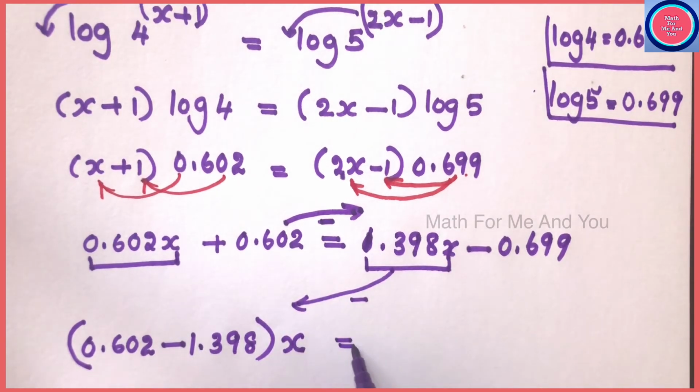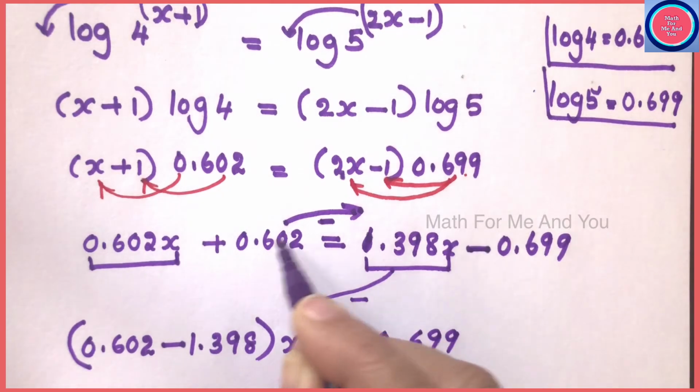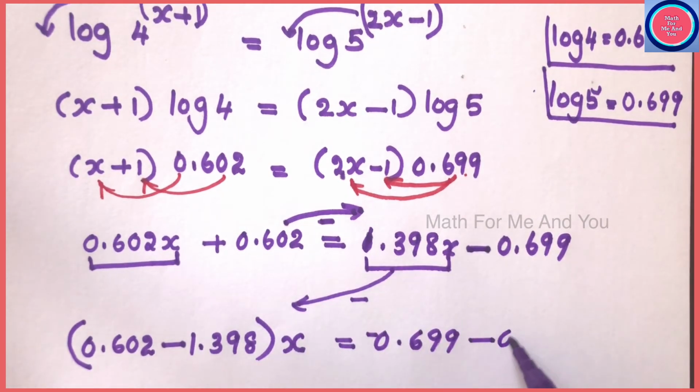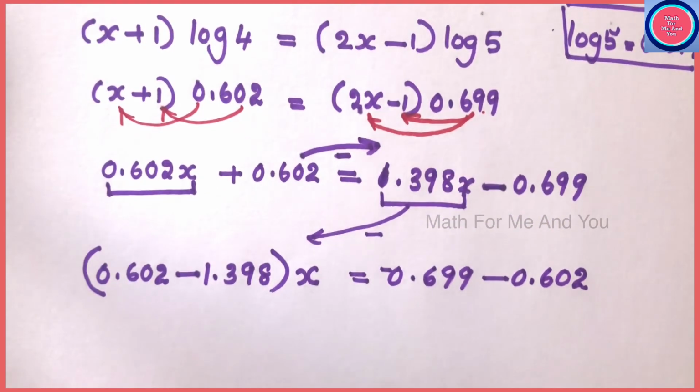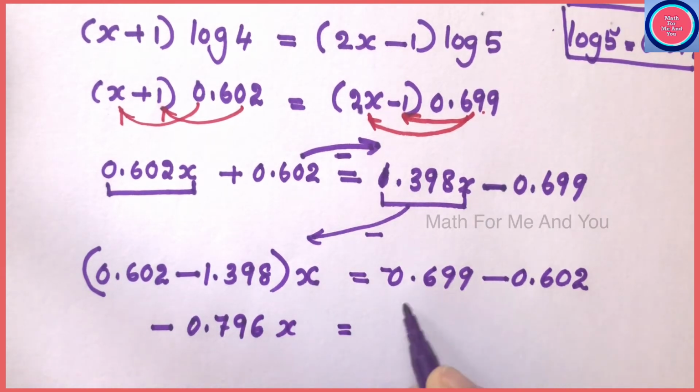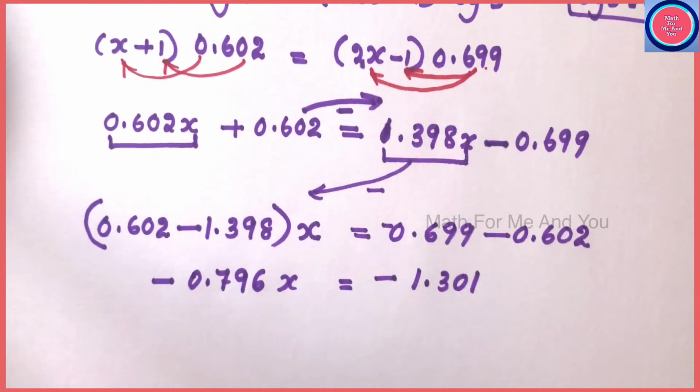So we can move 0.602 to the right side. Already there is minus 0.699. We write that number first and then minus 0.602 right along with the first number. Using a calculator we can find the value. 0.602 minus 1.398, the answer is minus 0.796x equals, same, we can find the value on the right side. It is minus 1.301.